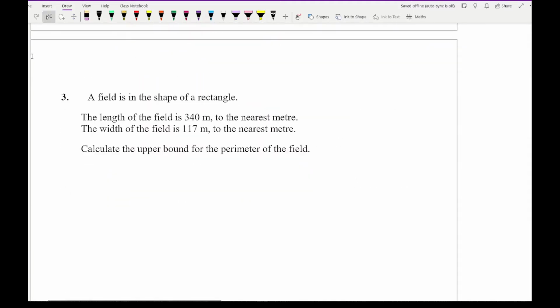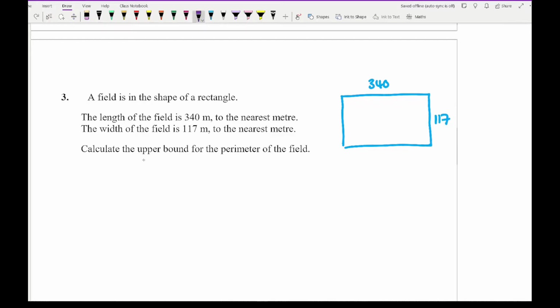For the next one, it says that a field is in the shape of a rectangle. The length of the field is 340 meters to the nearest meter, and the width is 117 meters to the nearest meter. The question is asking us to find the upper bound of the perimeter. So if I just do a little sketch of a rectangle. Now, in terms of the length, that's 340, and the width, which is 117.